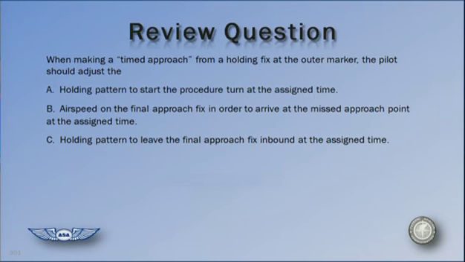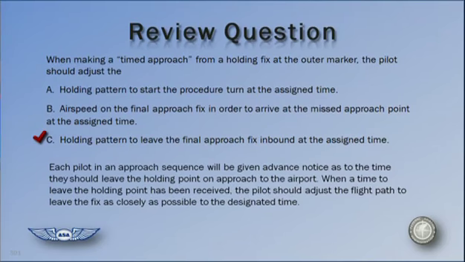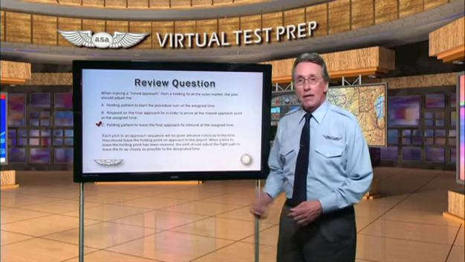Well, your correct answer is C. Each pilot in an approach sequence will be given advance notice as to the time they should leave the holding point on approach to the airport. When a time to leave the holding point has been received, the pilot should adjust the flight path to leave the fix as closely as possible to that designated time. All right, your answer again, C.